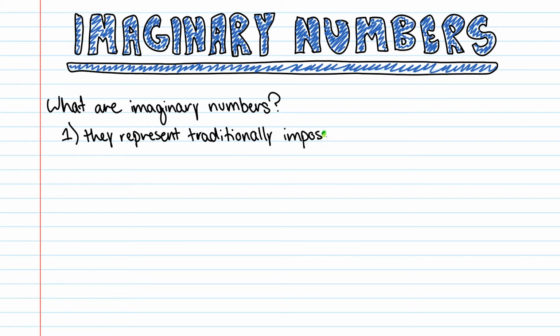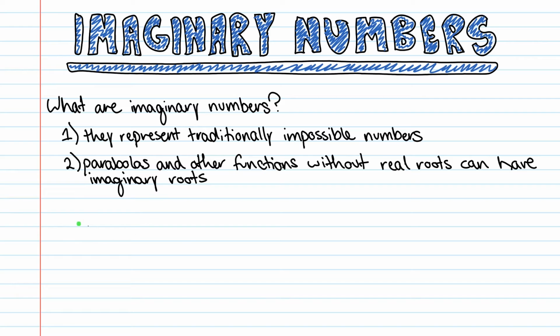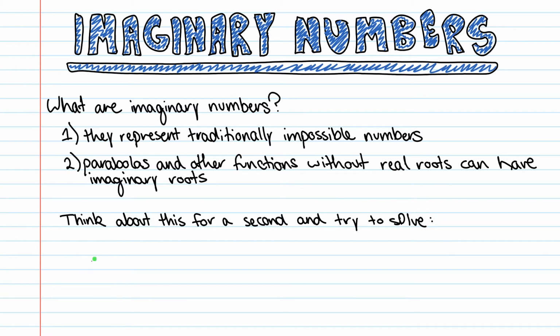So I'll write that down here. Basically, they represent traditionally impossible real numbers. And again, parabolas and other functions without any real roots still have roots, they're just imaginary. So I want you to think about this because this is central to the idea of what the imaginary number is. Think about this problem for a second and try to solve it. What is the square root of -1?